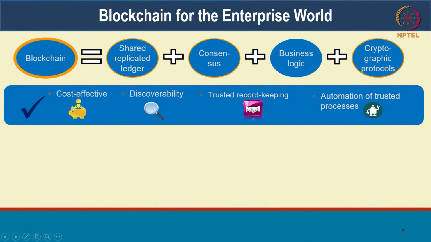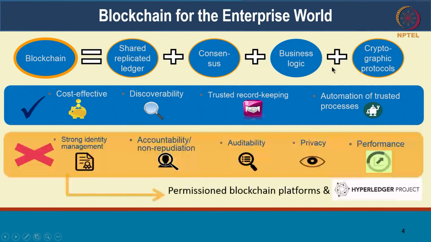Okay, so in the enterprise world, apart from the fact that we have a shared replicated ledger, we want consensus, we don't want any one party having central authority, we want the ability for smart contracts to execute business logic, and we want all of this protected through cryptographic protocols. So apart from these properties, there are certain other properties that are not provided in a permissionless setting.